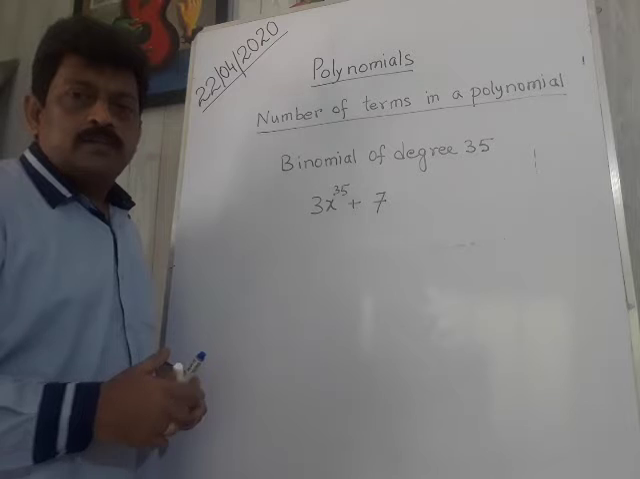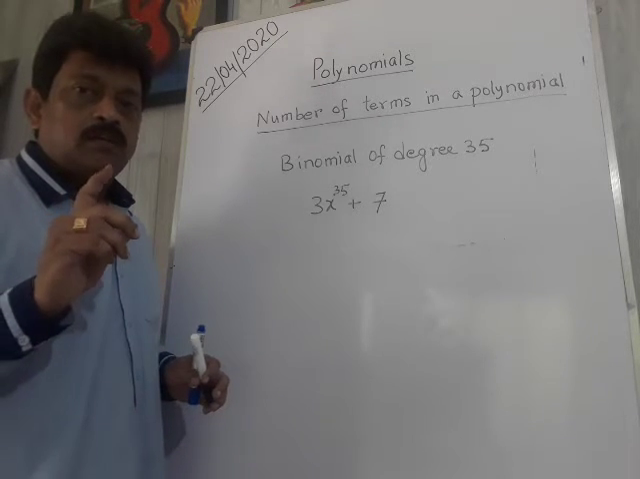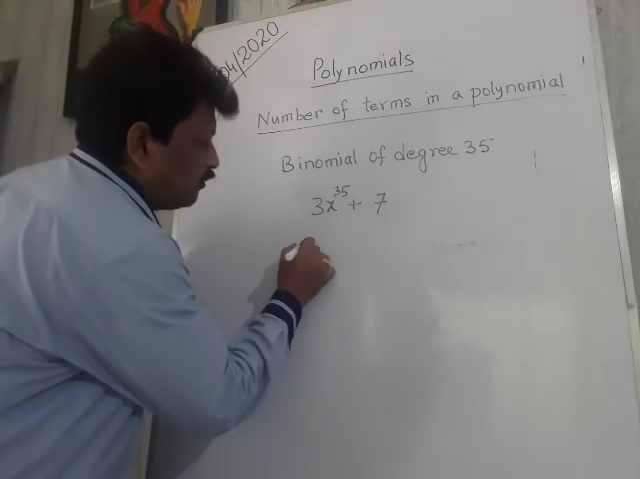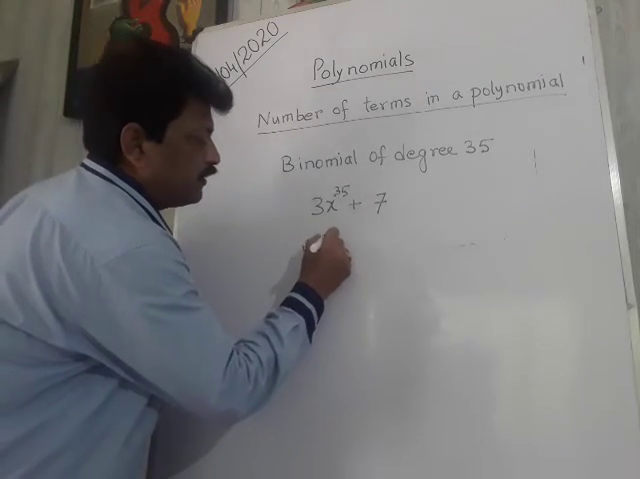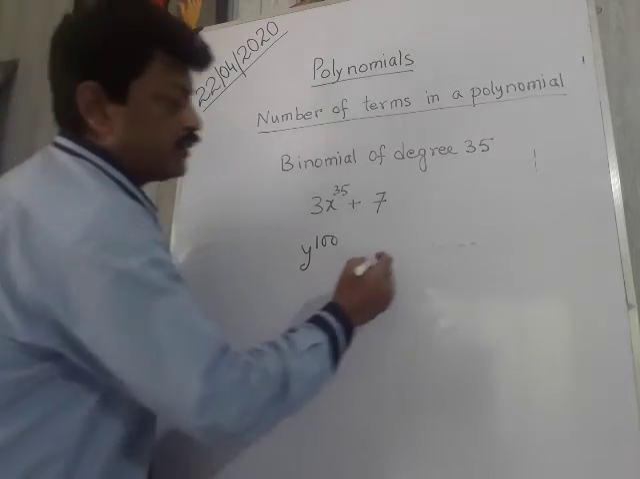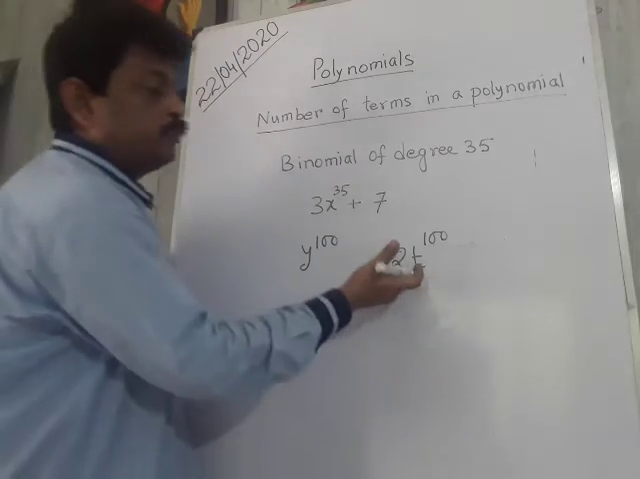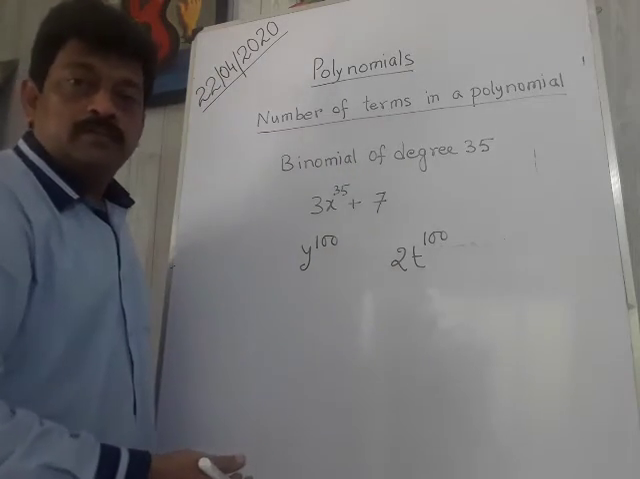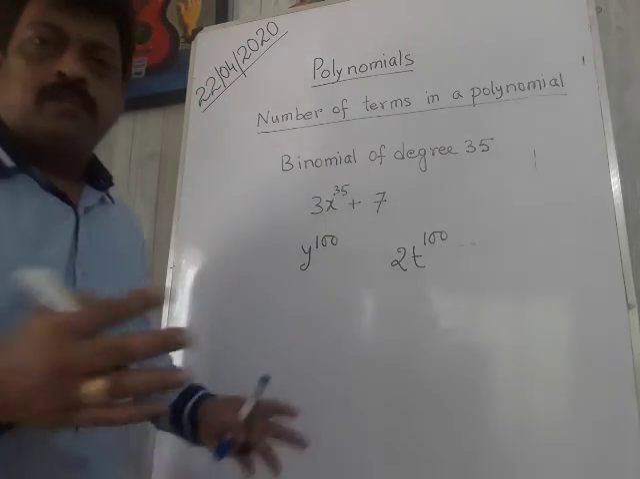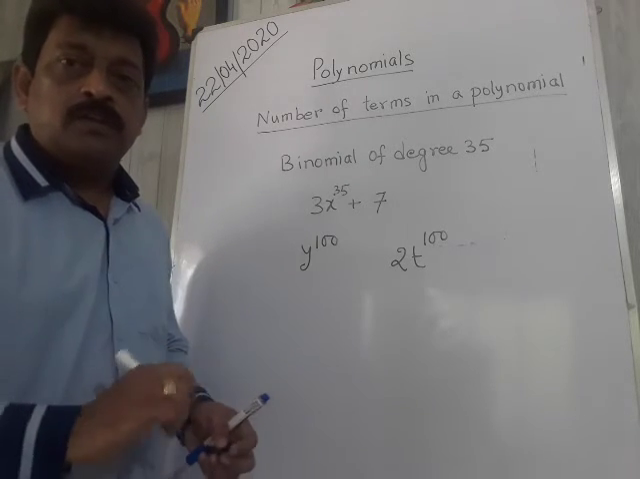Another question says to write a monomial of degree 100. Let it be y to the power 100. This is a monomial whose degree is 100. Or we can write 2t to the power 100, a monomial of degree 100. So in this way we can form any polynomial according to the need of the question.